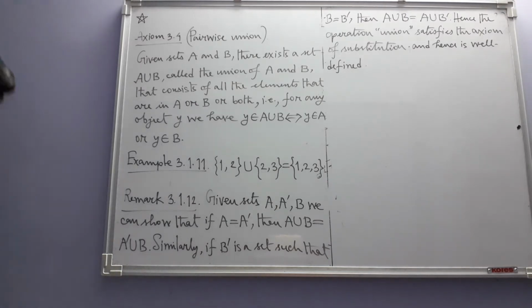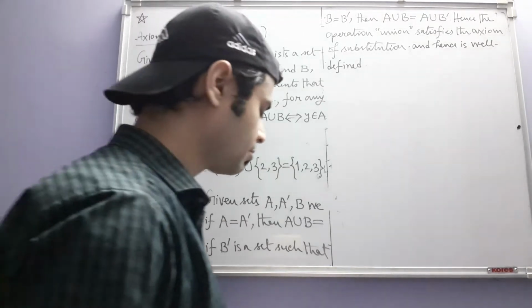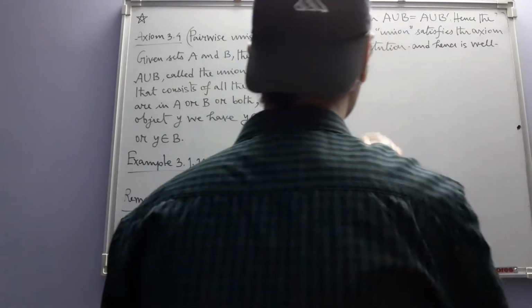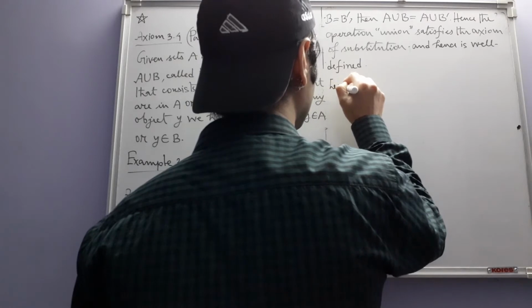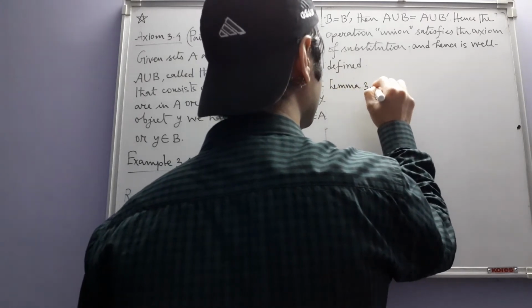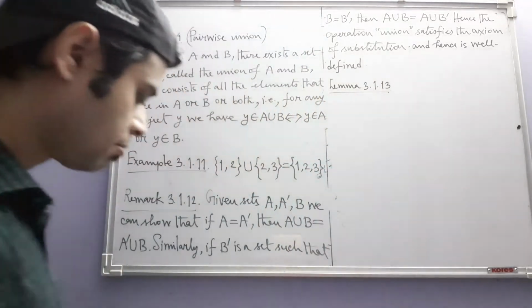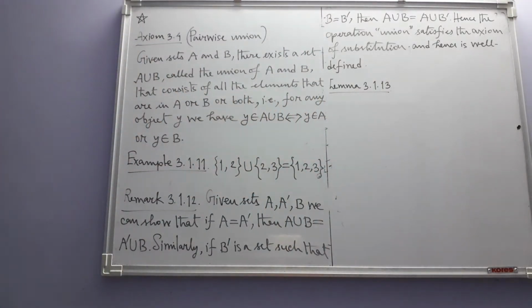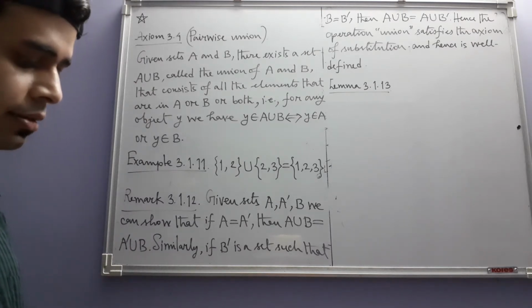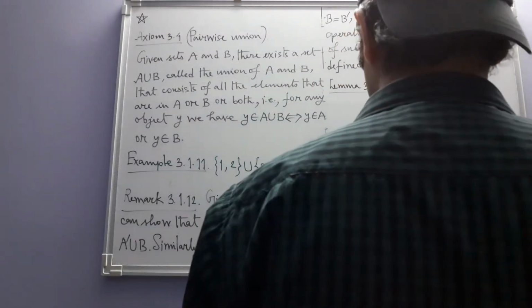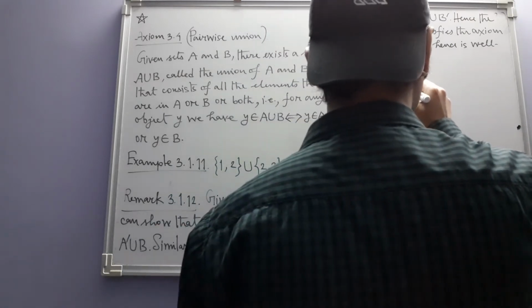Now, having defined this, naturally properties of union come after this. So that appears as a lemma. Lemma 3.1.13. The good thing about these things is that since most of these things we have already proved in naive set theory, we can leave many of them. That's what we are going to do here. Let me just state this.